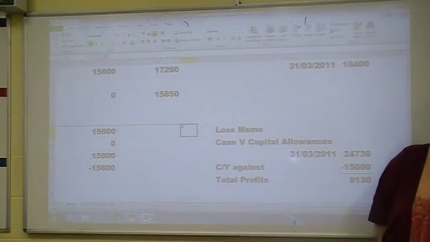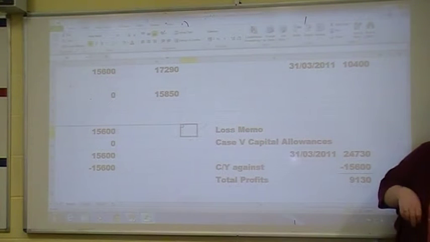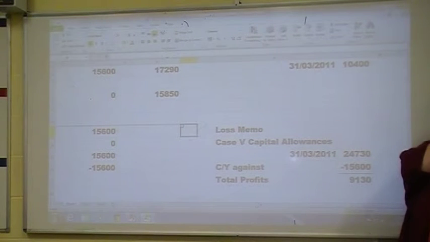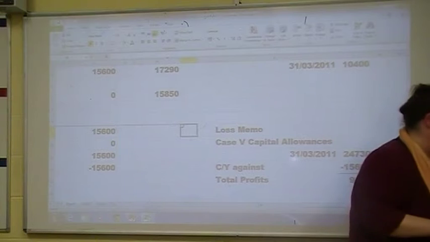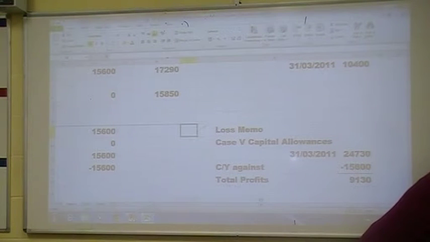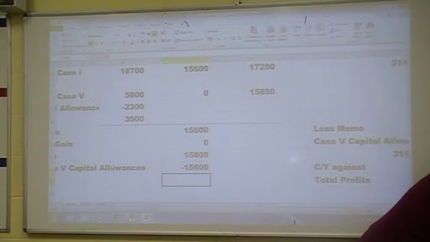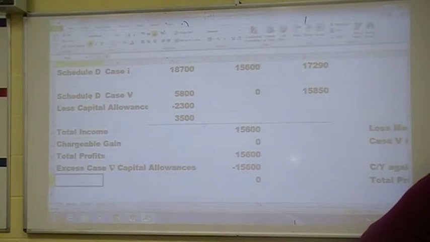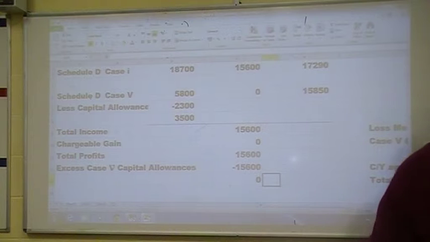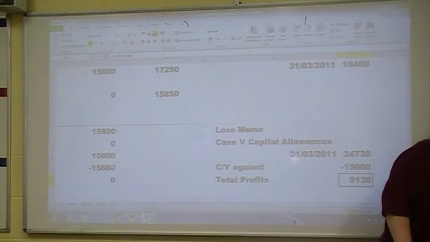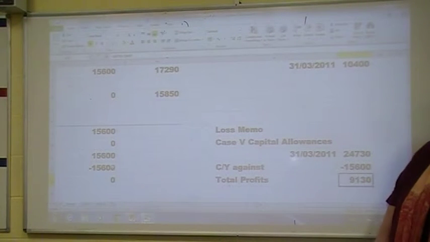It seems a lot, doesn't it, that they actually allow you to put all that against your total profits. That brings us down to 0, doesn't it? Income for that year. So we'll have no corporation tax liability.